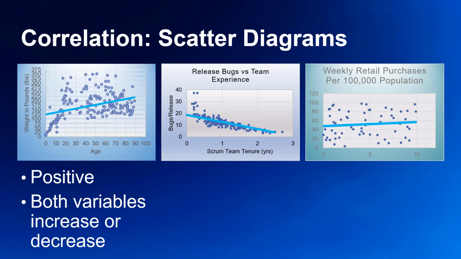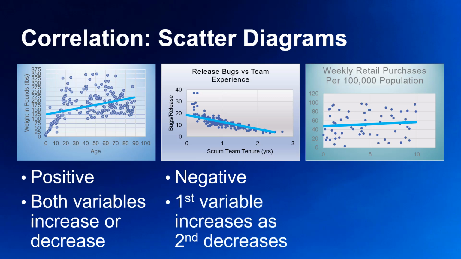The second pattern is a negative correlation. In this scatter plot here, the dots are tightly clustered, and as the first variable of team tenure increases, the second value of released bugs decreases. We would hope that with more experience on our project team, the incidence of software bugs escaping our quality tests would be minimized. The third pattern we find is no correlation at all.